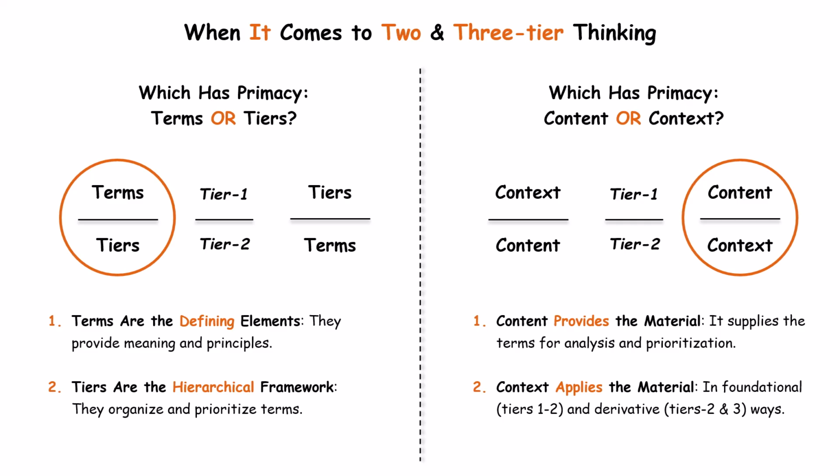These primacy issues are essential because they establish the foundational and derivative relationships between terms and tiers, as well as content and context, key to understanding and applying two- and three-tier thinking effectively. As an assignment, in the coming days, review and reflect on the primacy of terms over tiers and content over context. Be ready to map out how these relate to actual terms and relationships.